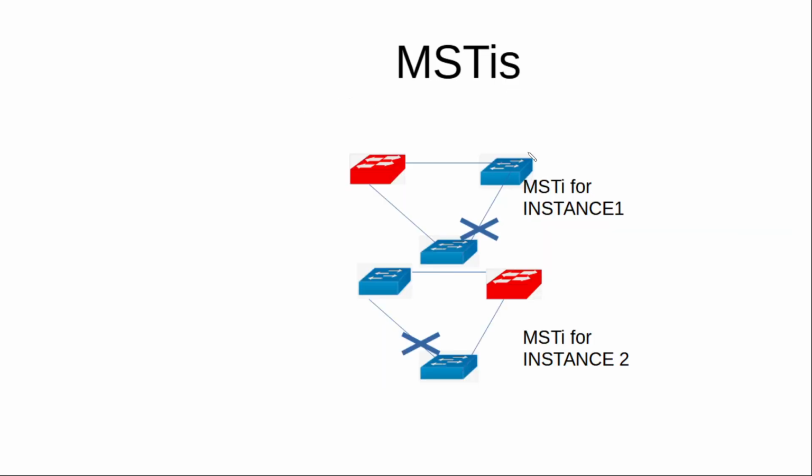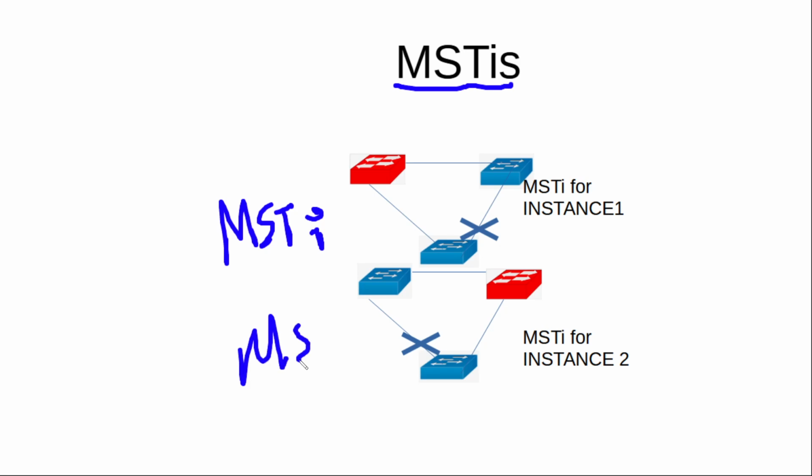These particular topologies are known as multiple spanning tree instances. So in this example, we have this MSTI and we have this MSTI. 2 different topologies for 2 different instances.